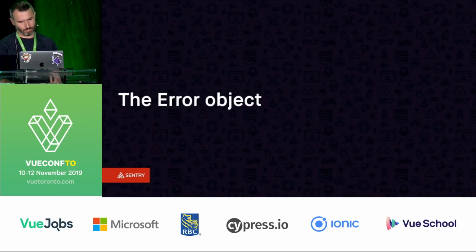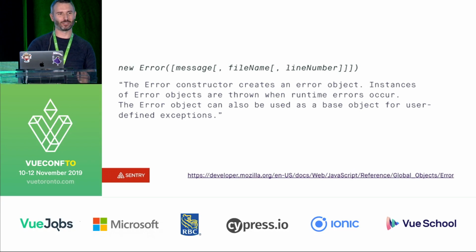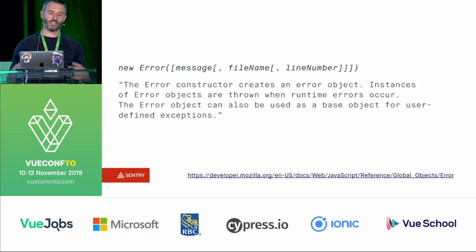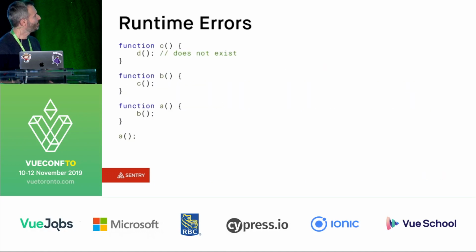So first off, the granddaddy error object. I don't know if people have browsed MDN and taken a look at the description of how the error object works, a couple nods. But this one sentence is pretty descriptive. The error constructor creates an error object. Instances of error objects are thrown when runtime errors occur. The error object can also be used as a base object for user-defined exceptions. That is a very tight 3 sentences. So it takes optionally a message, a file name, and a line number, or whatever. Doesn't really matter. What matters is how they get invoked.